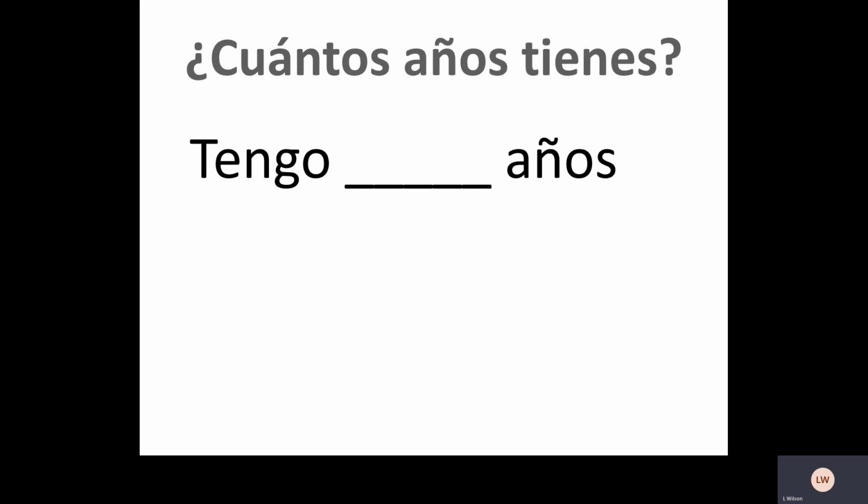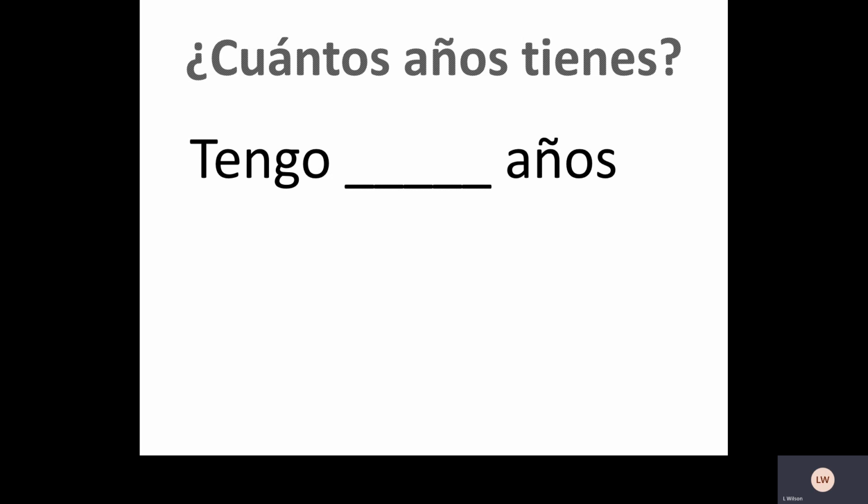Have you had a go at working out what it means? Hopefully you've come up with how old are you? And then I am and how many years old. That's what we're going to practice now. So let's practice the pronunciation of this question.